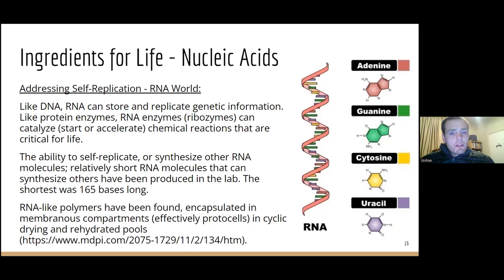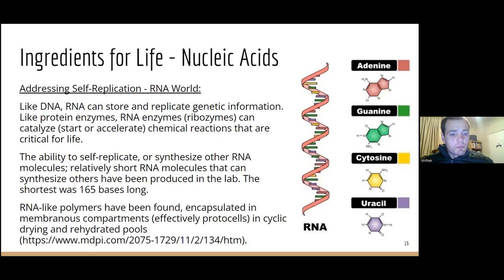So, addressing self-replication. A major hypothesis in abiogenesis is what they call RNA world. So like DNA, RNA can store and replicate genetic information. Like protein enzymes, RNA enzymes, which are also known as ribozymes, can catalyze, so they can start or accelerate chemical reactions that are critical for life. RNA also has been found to have the ability to self-replicate or synthesize other RNA molecules. Relatively short RNA molecules that can synthesize others have been produced in the lab.